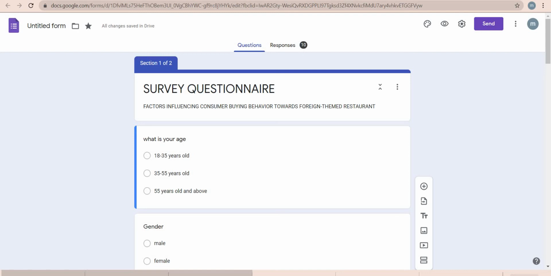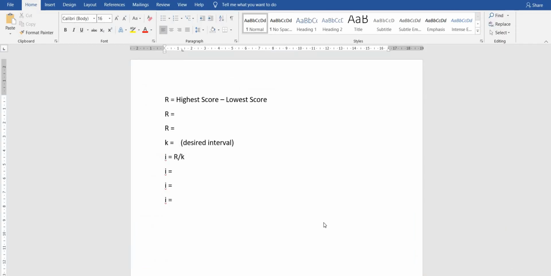So, let's go sa Word para mai-apply natin siya. Okay, nasa Word na tayo. I copied the formula para mas maintindihan natin. Range. Highest minus the lowest. We have, ang pinaka-highest na nakita ko is 55. Minus 18. Tama? 55 minus 18. So, that is 37. So, since ang ano natin is highest, more than 50, so ang desired natin will be 8.